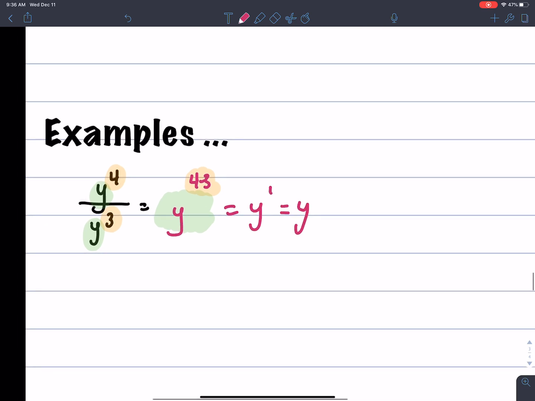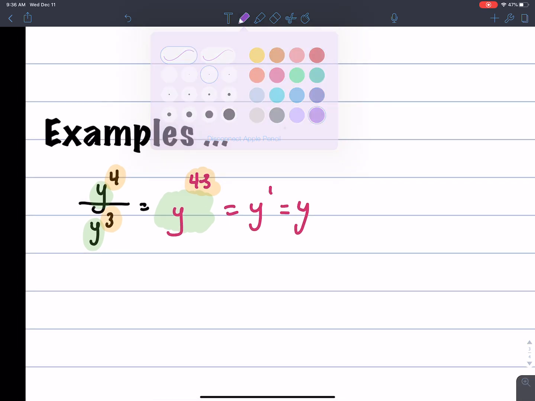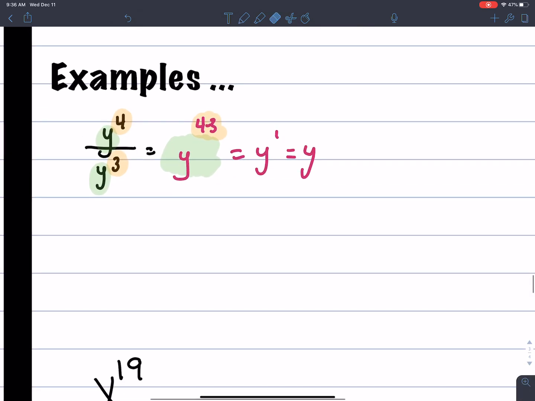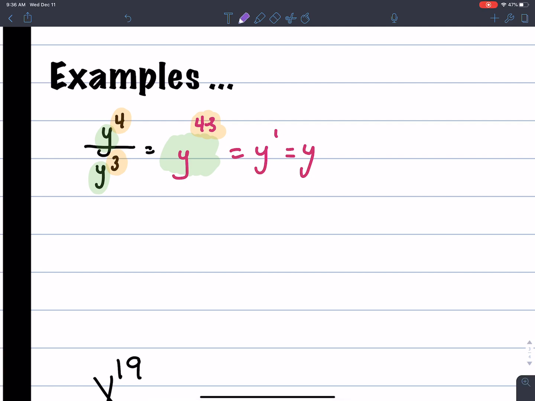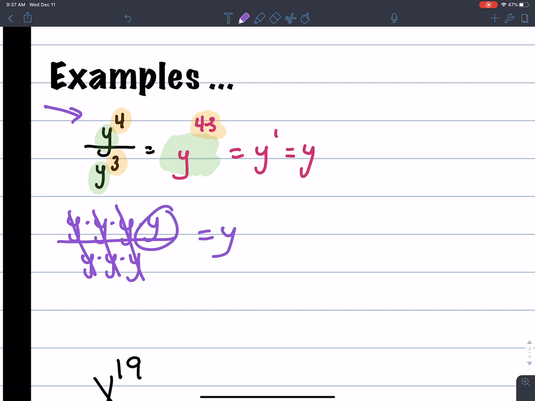Now, we could always use expanding to get our answer. So I would just want to check, why does that work? So here, if I had to write this out, y to the 4th, I'd write y times y times y times y. And on the denominator, if I had y to the 3rd, I'd write y times y times y. Now, if we have the same thing on the top of a fraction and the same thing on the bottom of a fraction, they can reduce. So this reduced to y, so we know we're correct.